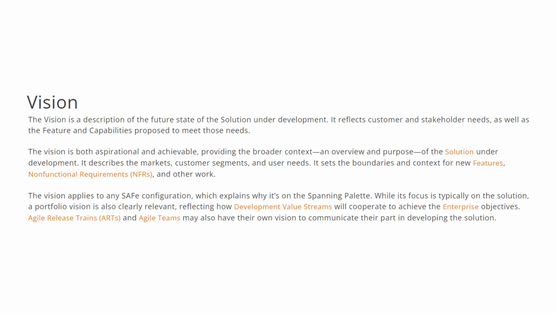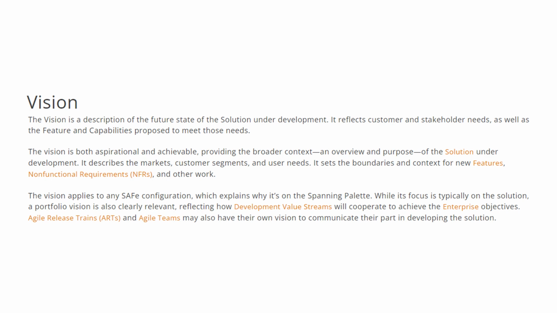So vision describes the markets, customer segments, and user needs. Very, very important. It sets the boundaries and context for new features, non-functional requirements, and other work. So vision is setting the boundary and the context. That is also very important to understand. The vision applies to any SAFe configuration, which explains why it is on the spanning palette actually. So vision is applicable to essential SAFe, large solution SAFe, full SAFe, portfolio SAFe. In all configurations vision is very important, right?